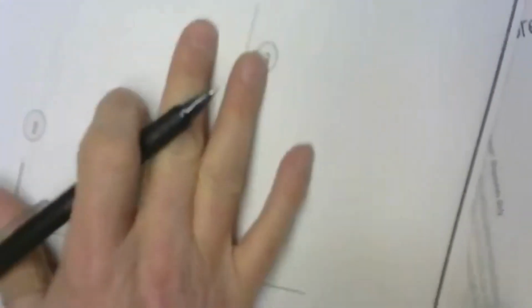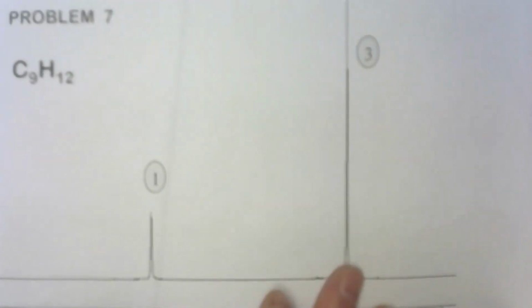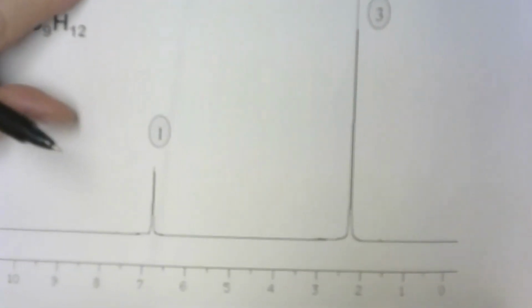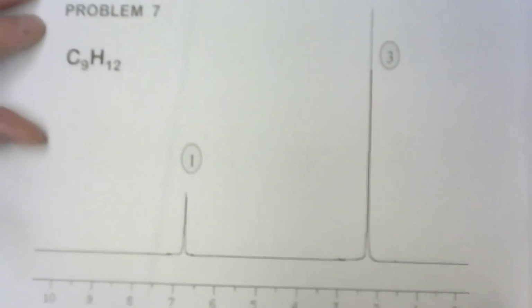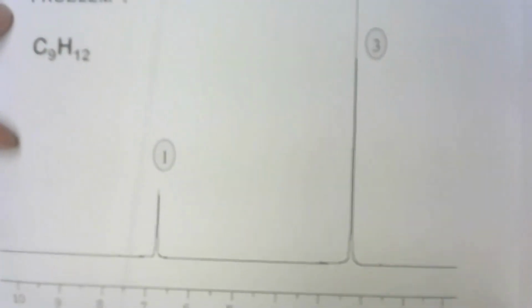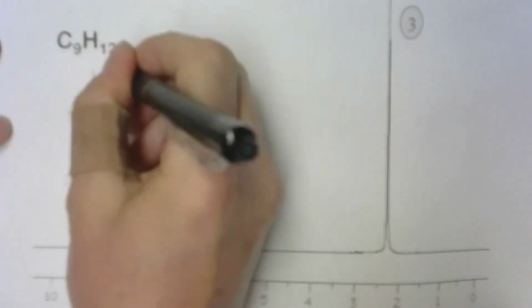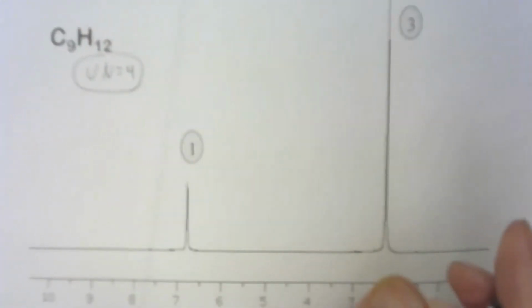And here's a hard one. Hardish. Kind of a little hard. It looks so simple, yet it's so difficult. Remember, you have all these in the PowerPoint. This is problem 7. C9H12. The unsaturation number is 4. So, a benzene. Okay.